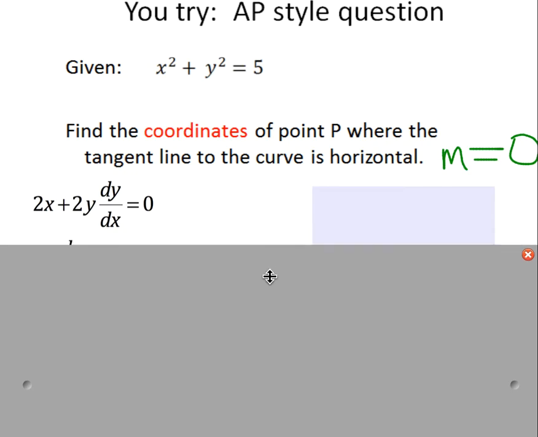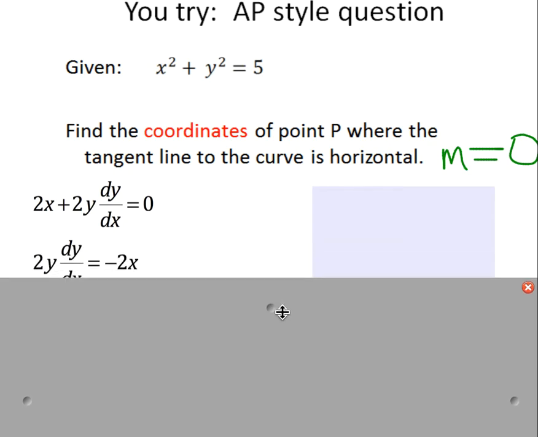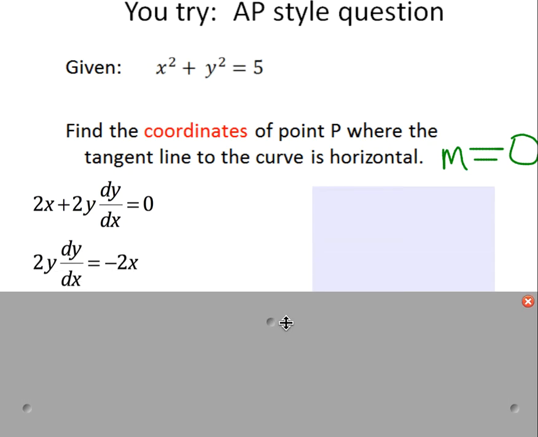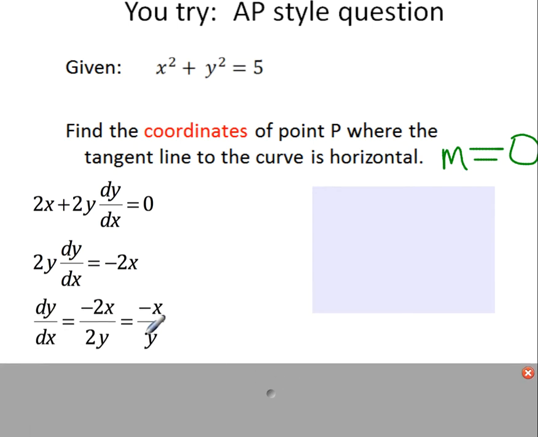We're going to isolate the dy/dx, so we have to subtract 2x. Then it looks like we have to divide by 2y. And when you divide by 2y, these 2's will cross off. So you end up with negative x over y.